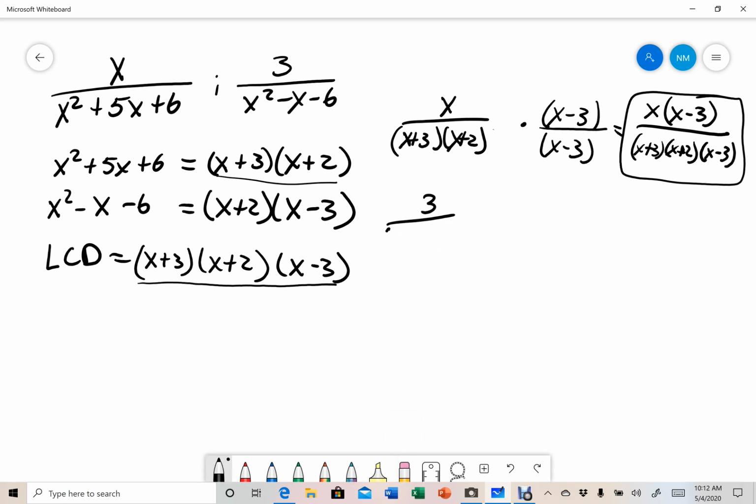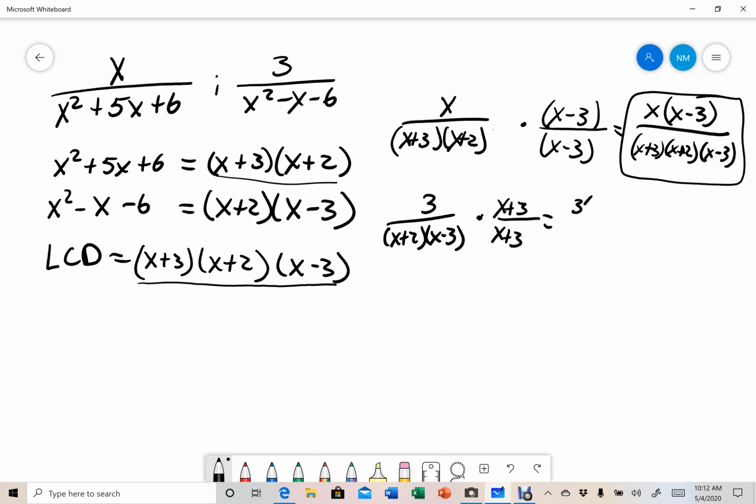So I would write this as x plus 2 over x minus 3, just so that I can see what I have here. Okay, so now I need to determine what I'm multiplying by to get my LCD. I look at this, I've got x plus 2, that's here. X minus 3, that's here. I'm missing my x plus 3. So I'm going to multiply by x plus 3 over x plus 3.